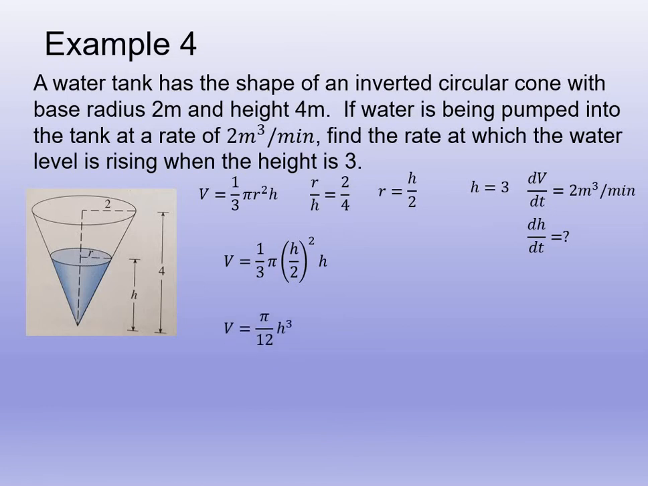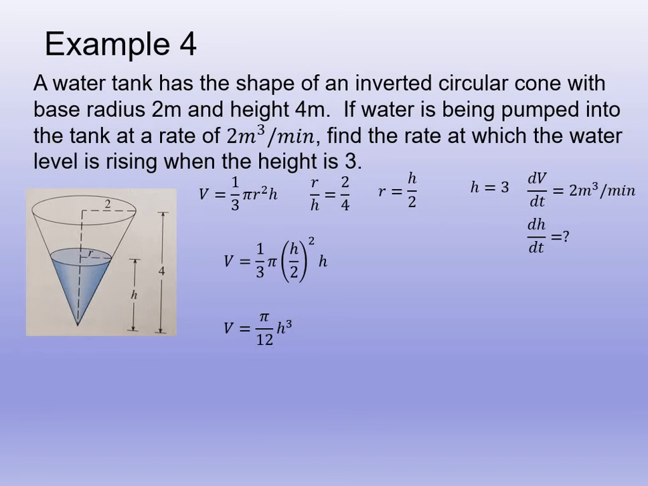So our volume equation turns into pi over 12 h cubed. Why over 12? Well, we have to square that, so that becomes h squared over 4 times h. That's where the h cubed comes from. And since it's h squared over 4, 4 times 3 is 12. Now we can take the derivative.